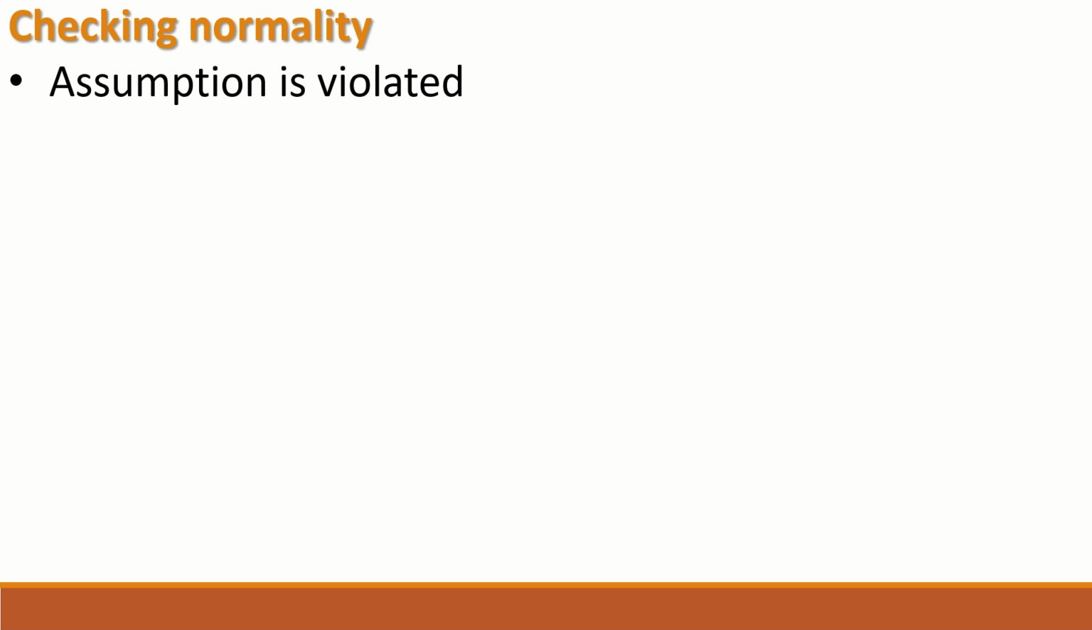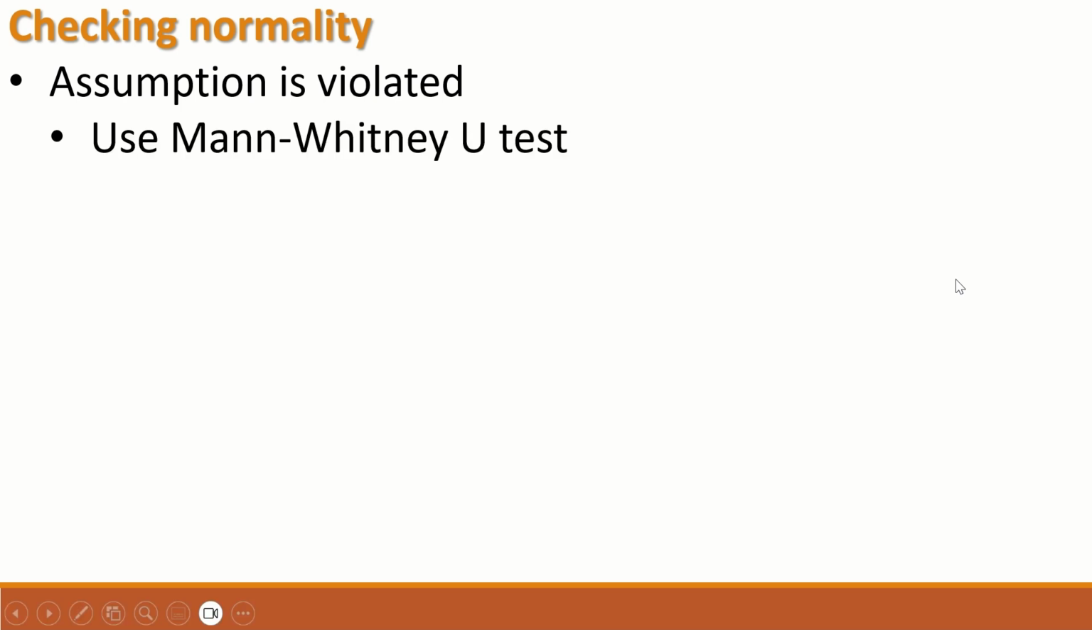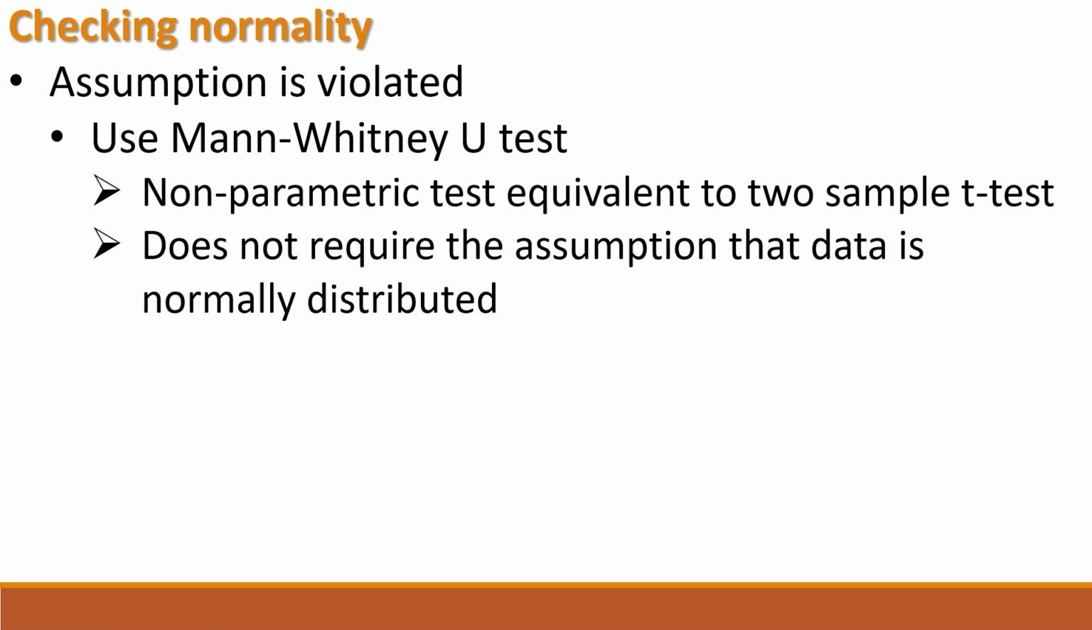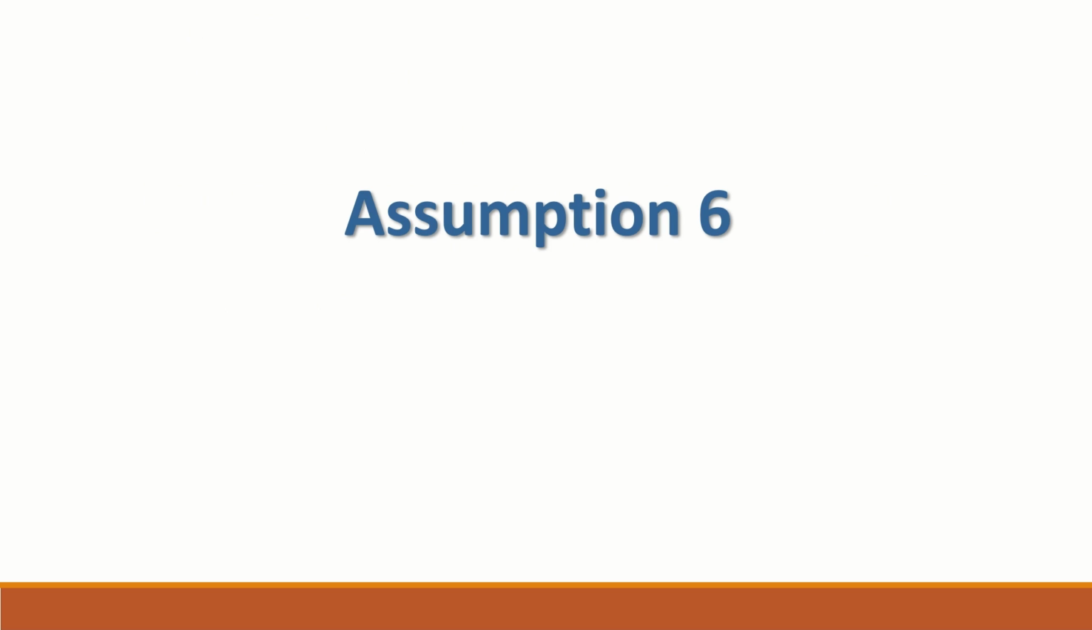If the assumption for normality is violated, then the t-test cannot be used, and an alternative test, which is the Mann-Whitney U test, can be used. This test is a non-parametric test that is equivalent to the two sample t-test. It doesn't require the assumption that the data is normally distributed. So if the data are not normally distributed, then this is the test to go for.